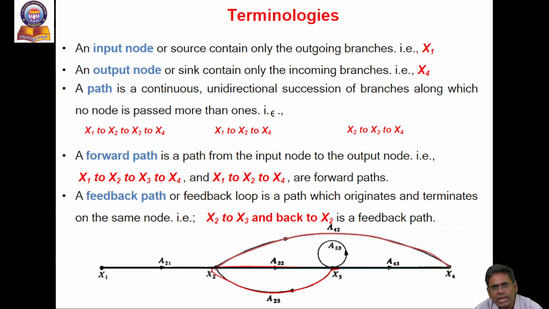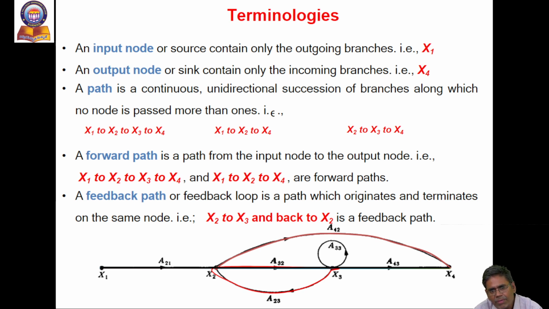A path is a continuous, unidirectional section of branches along which no node is passed more than once. X1 to X2, X2 to X3, X2 to X4. That is nothing but a forward path. In a forward path, the signal starts from the source node and terminates at the sink node, and no node is encountered twice.